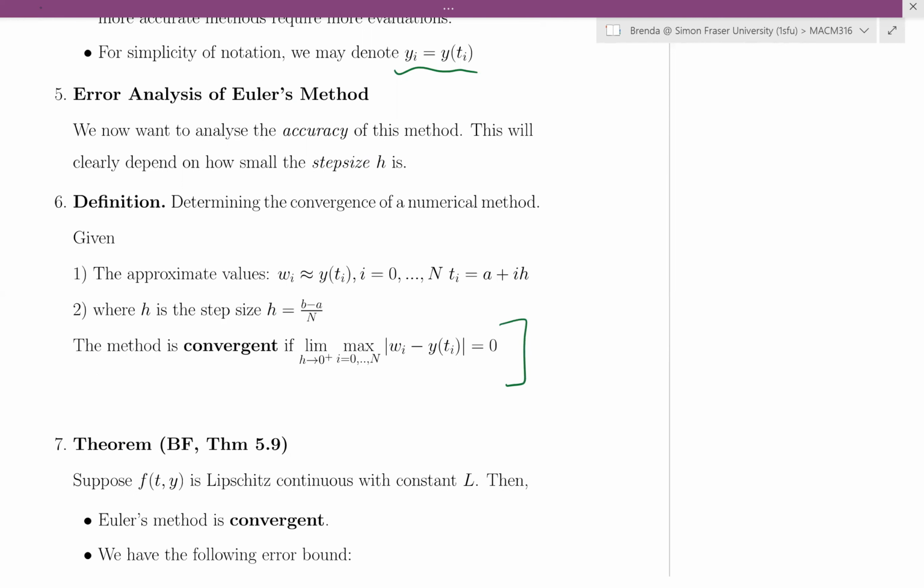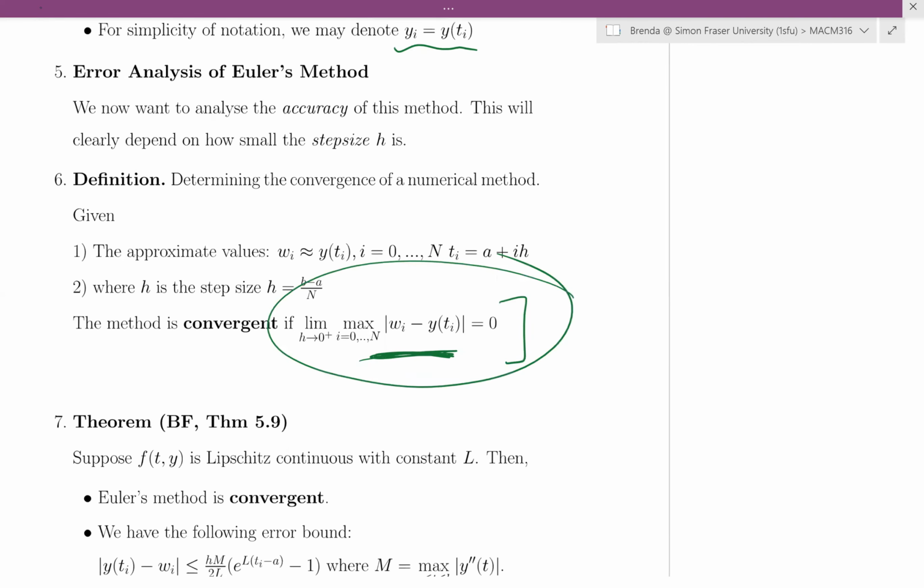A numerical method for solving a differential equation is called convergent if the error between the approximation and the exact solution goes to zero as the step size goes to zero. That's what one would hope for. You make little tiny step sizes, you should track it exactly. This is not just for Euler's method. This is for all types of numerical solutions that we might consider. That is the definition of convergence.